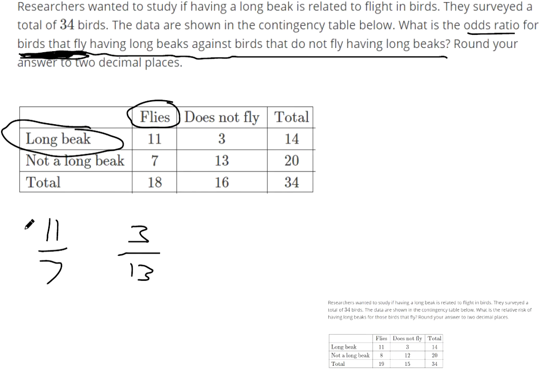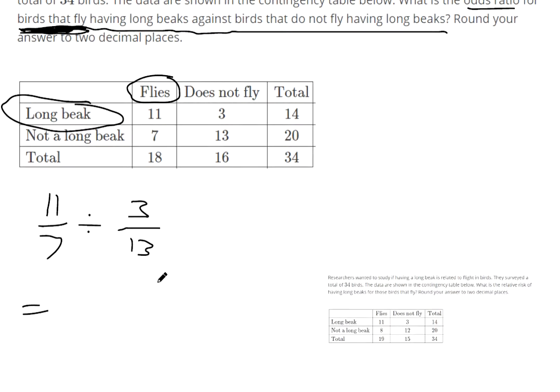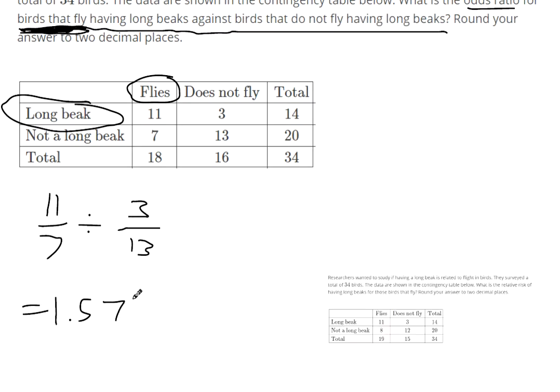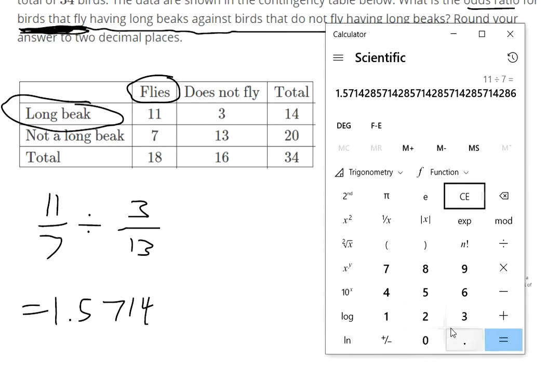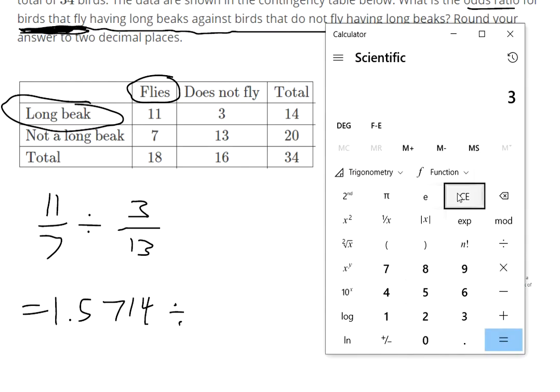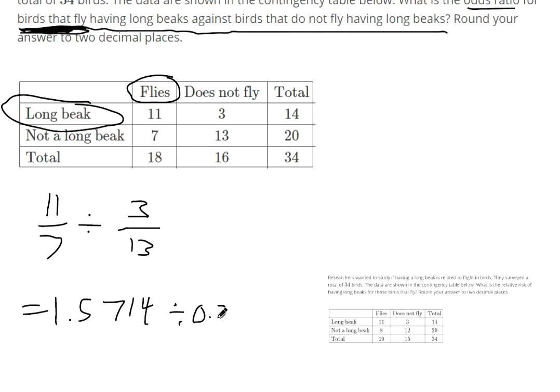And so to find the odds ratio, a ratio is just when you're dividing two things. You want to divide the odds for that first group by the odds for that second group. I think they want decimals with these, so I'll do 11 divided by 7 first, 1.571. Just carry out some decimals. Don't just do 2, do at least 4, because sometimes those decimals can spill over because of the division or multiplication calculation. 3 divided by 13 makes 0.2308 when we round.